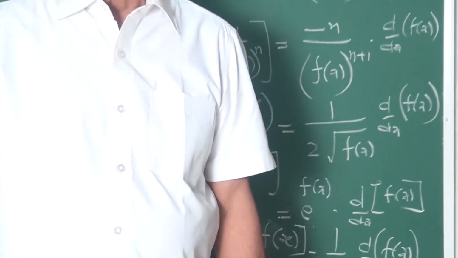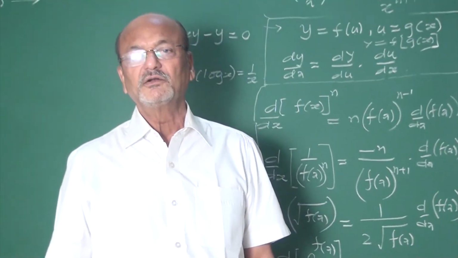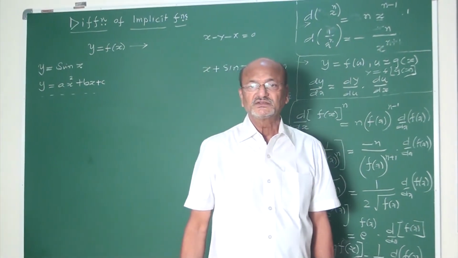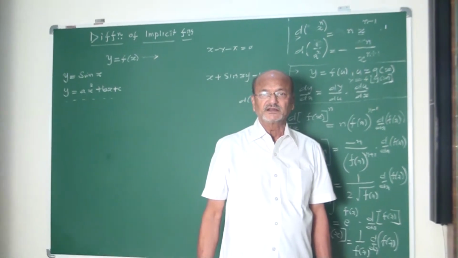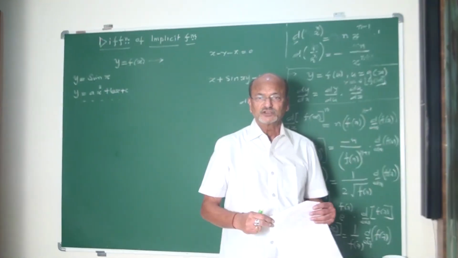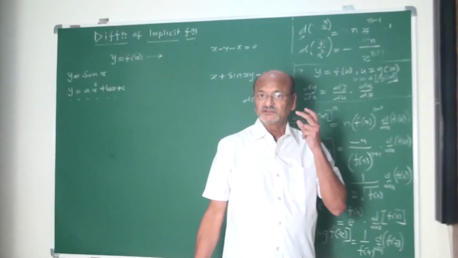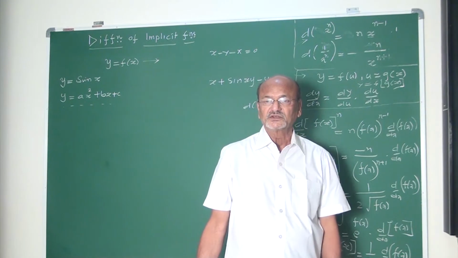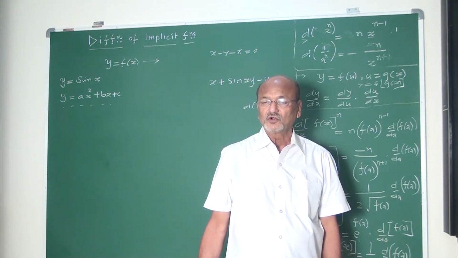Trigonometric functions, my friends. You know, the derivative of sin x is cos x, derivative of cos x is minus sin x, derivative of tan x is sec square x, derivative of cot x is minus cosec square x, derivative of sec x is sec x into tan x, derivative of cosec x is minus cosec x into cot x.